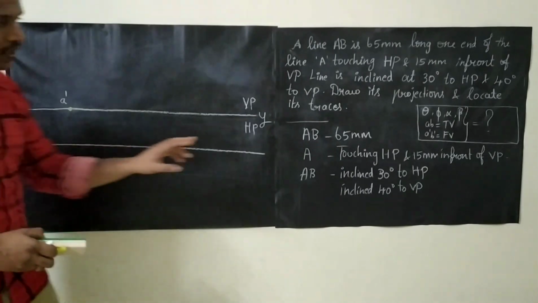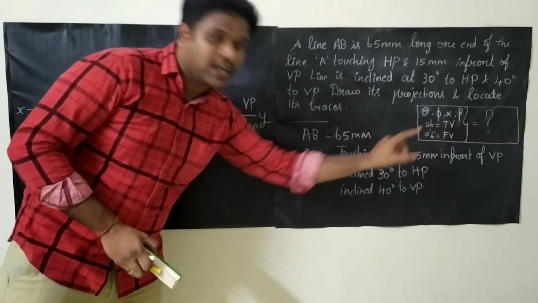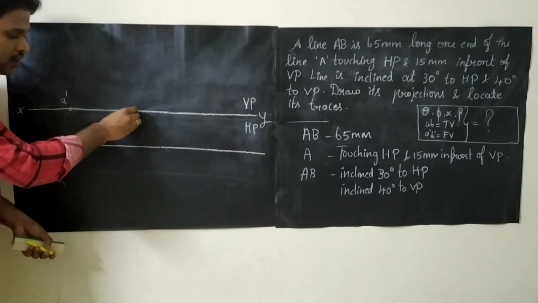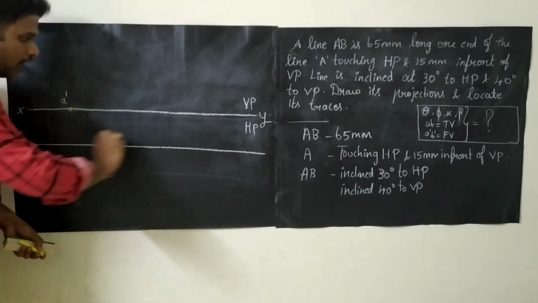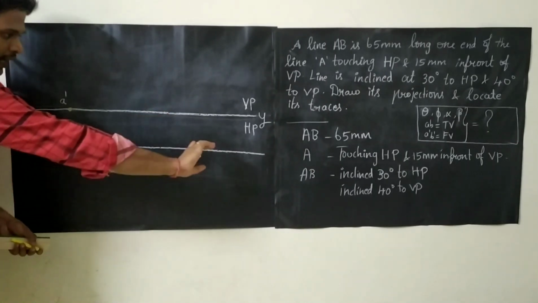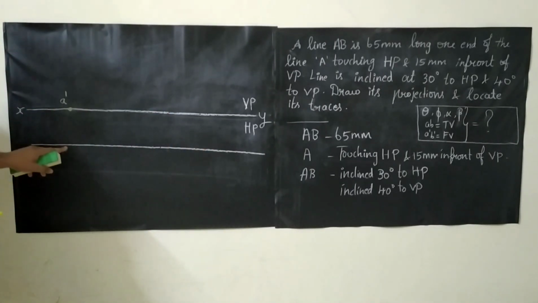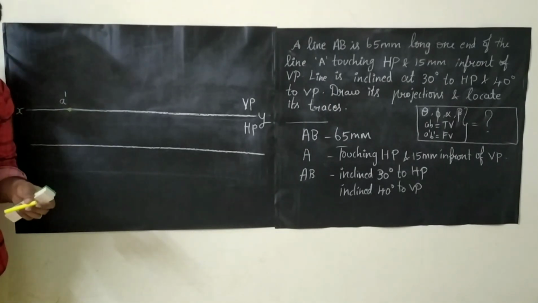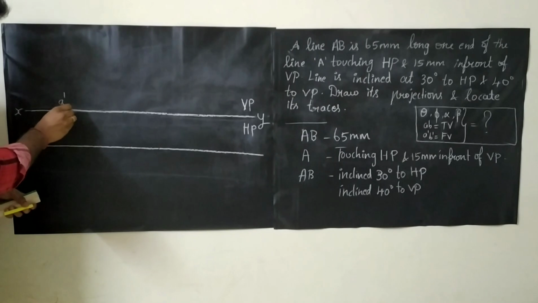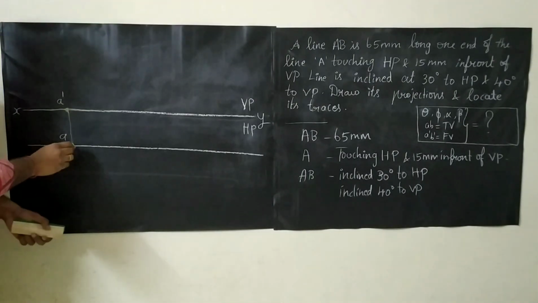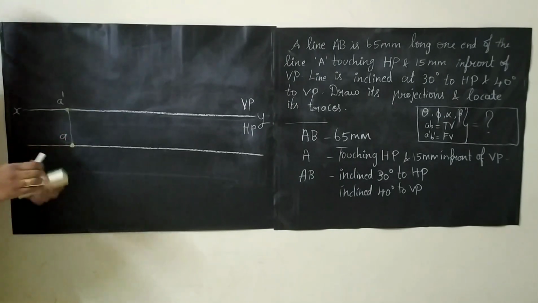The next point will be lying 15 mm in front of VP. So from the reference line, take 15 mm and draw another straight line. On this line, we will be marking another point. So A dash and A will be lying on the same line. See to it that A dash and A should be lying on the same line. Now we have kept the point.